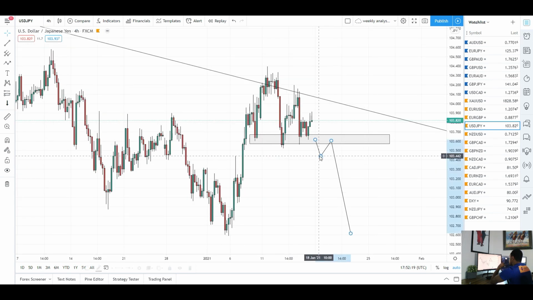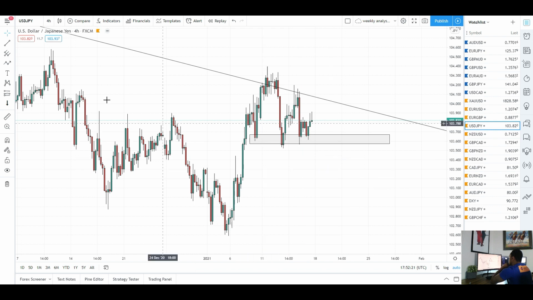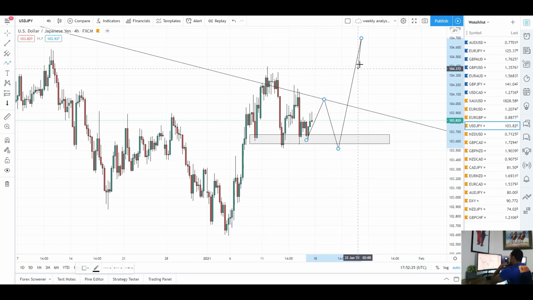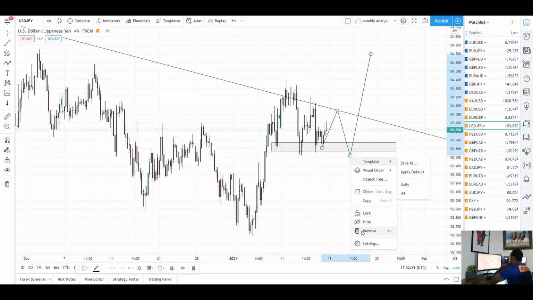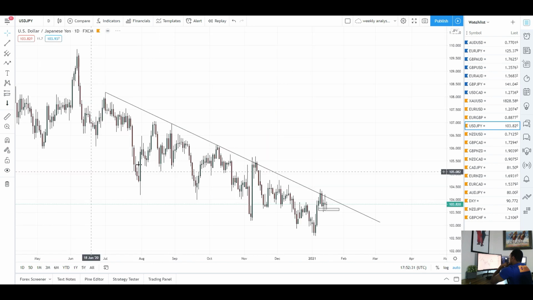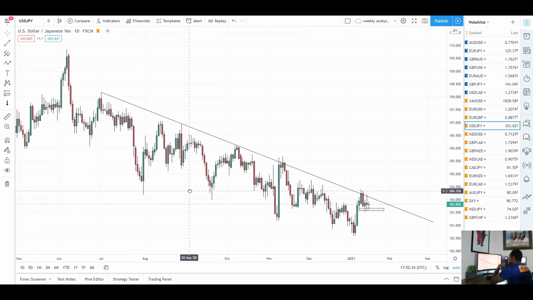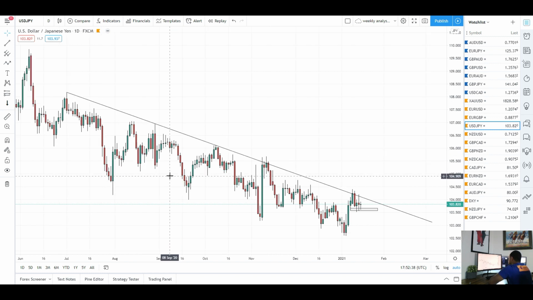But if you do see a break of this trend line here in the market, you could potentially see a bigger movement to the upside for USD JPY. I'll probably start to look a little bit more bullish at that point. Again, USD JPY doesn't move quite that well. You can see very choppy price action because USD and JPY are quite similar in strength.